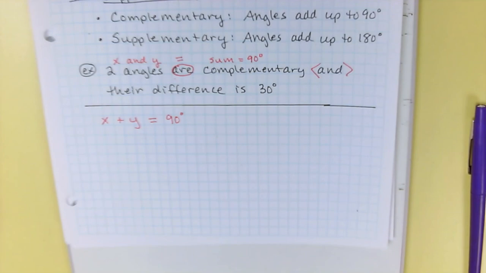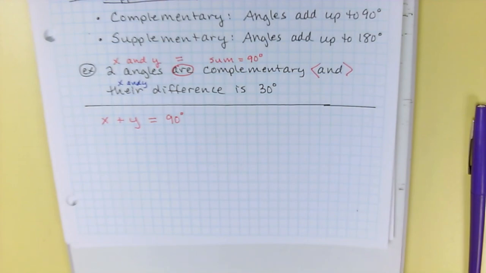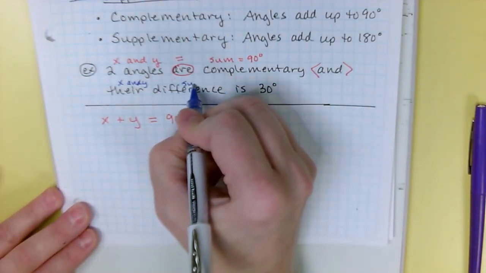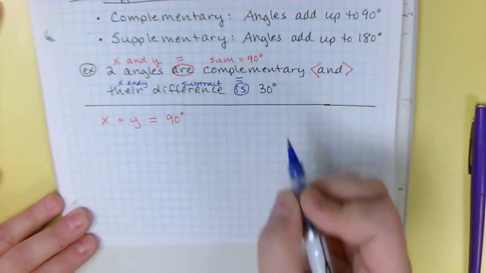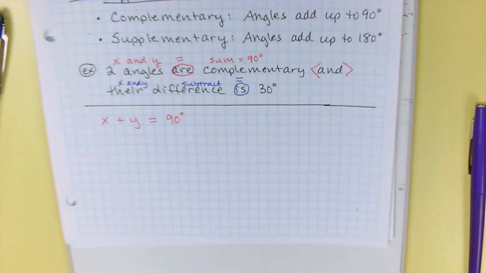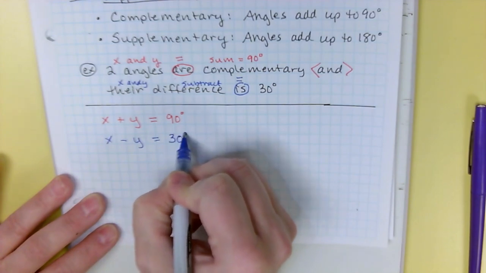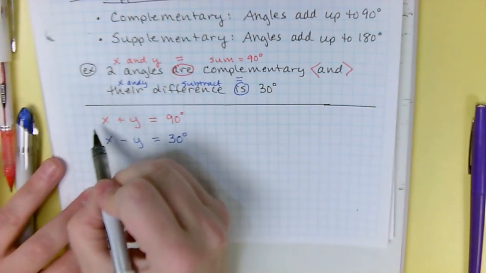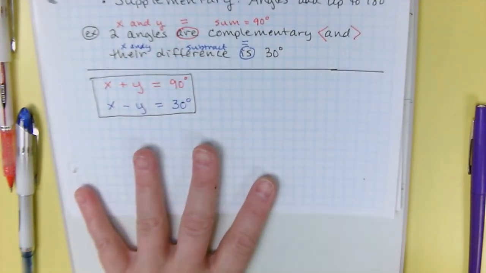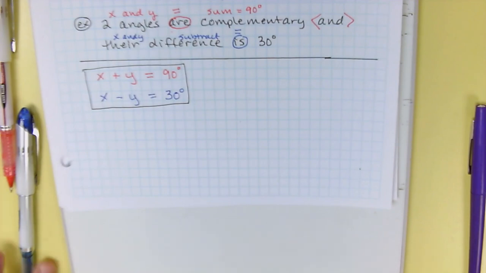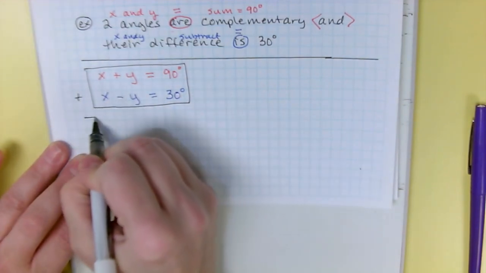Okay, now let's do the second one. And their difference, meaning X and Y. That's the there we're talking about. Difference means subtract. Is, circle the word is, put an equal sign, 30 degrees. So difference means subtract. So X minus Y equals 30 degrees. And those two equations are beautifully set up for linear combination because look, it's already got a y and a negative y. So we can just add them up.